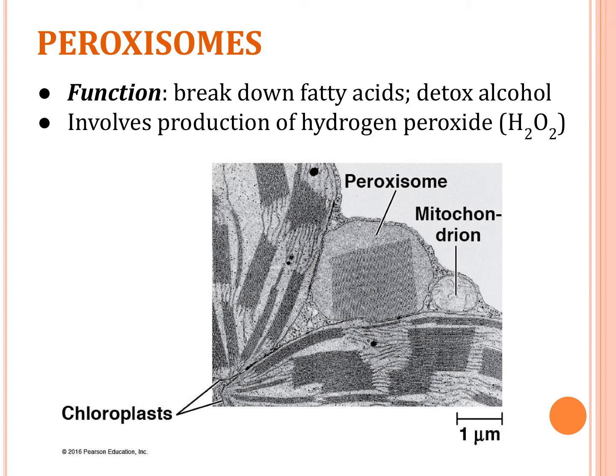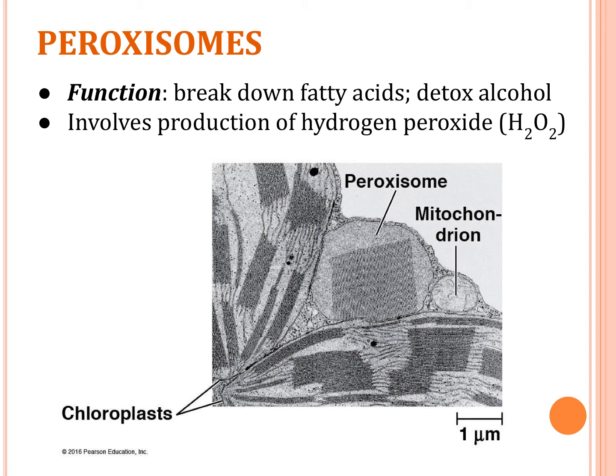So now that we've learned about some of the major organelles that are found in every single type of cell, with the exception that chloroplasts are found mainly in plant cells and lysosomes are found mainly in animal cells, let's go ahead and talk about some of the other specialized organelles.